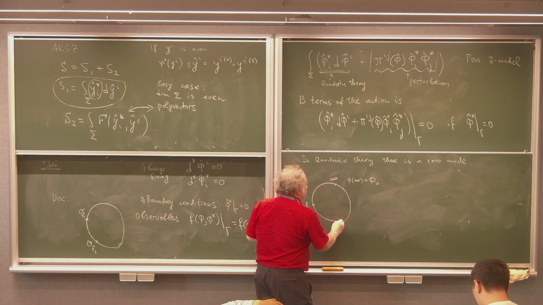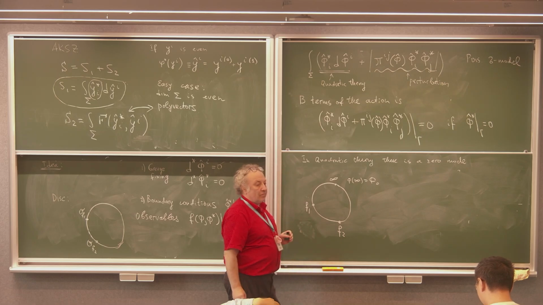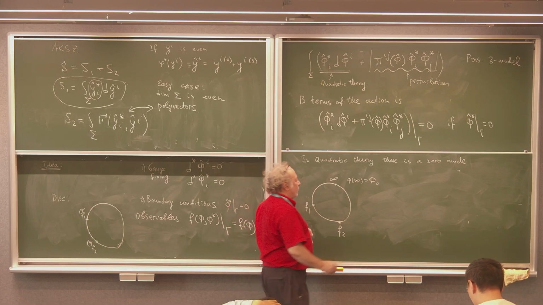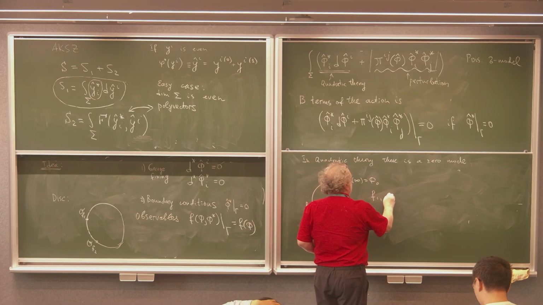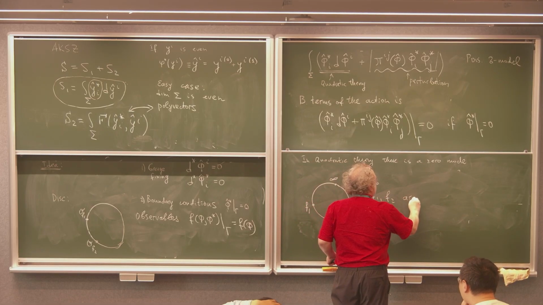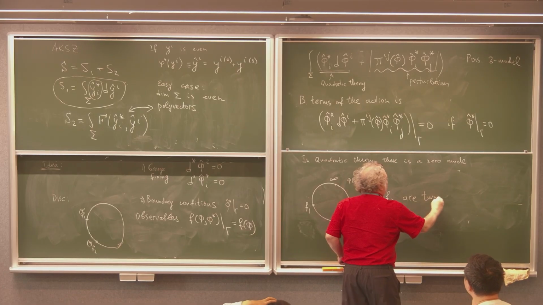Let us compute the simplest correlator, F1, F2, where F1, F2 are linear.